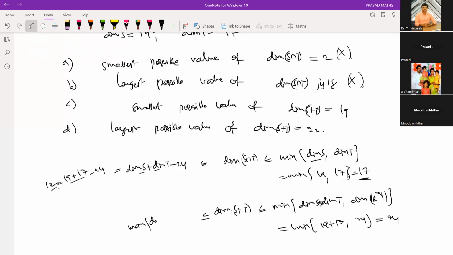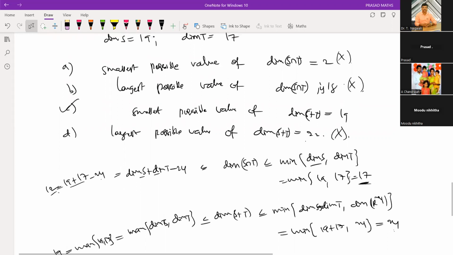What is the lower bound? Maximum of dimension of S, dimension of T. This is maximum of 19, 17. This is nothing but 19. So what is the lower bound? What is the smallest value? 19. This answer is right. Smallest value of dimension of S plus T is 19. What is the largest value? 24. You are getting 24, but the answer is 22. This is also wrong.